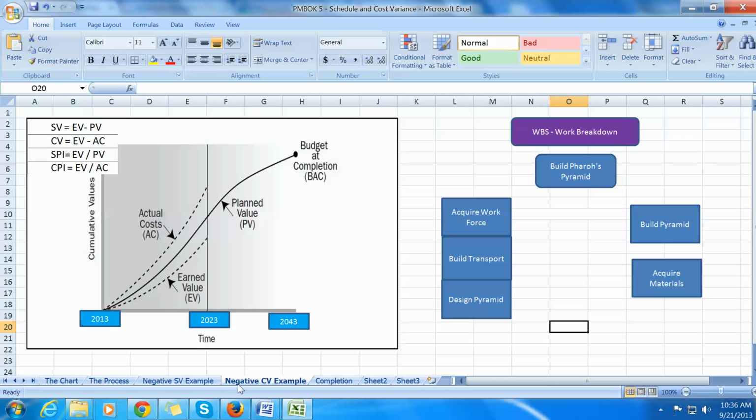Let's take a look over at the cost variance example. Yes, a negative here is a bad thing also. So the formula for cost variance up here is that your earned value, which would be this, your earned value minus your actual cost should be zero.